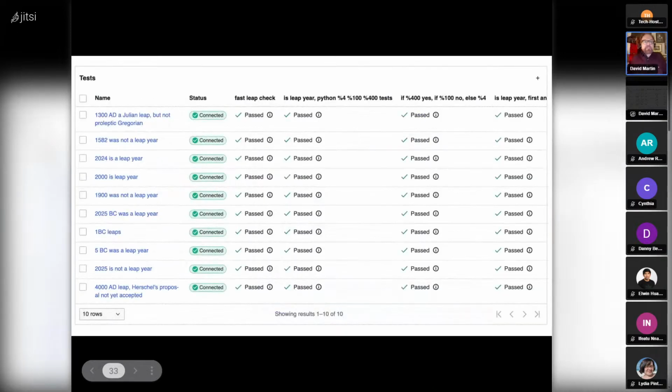Every function has tests associated with it. In this case, we have 10 tests for the leap year function. We can also see 4 implementations on the tops of the columns. In this case, with all the green check marks, we can happily see that all the implementations are passing all of the tests, and also all the tests are connected here, which means the test will get run whenever the function gets changed.